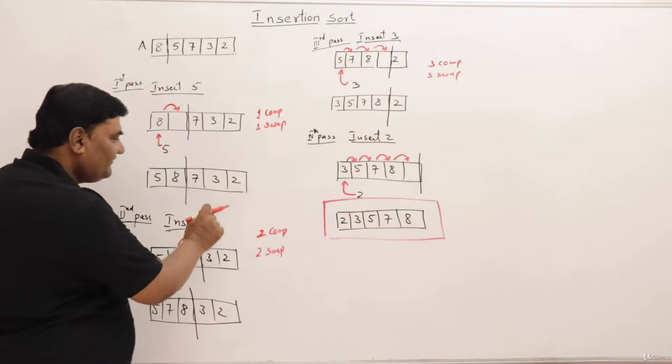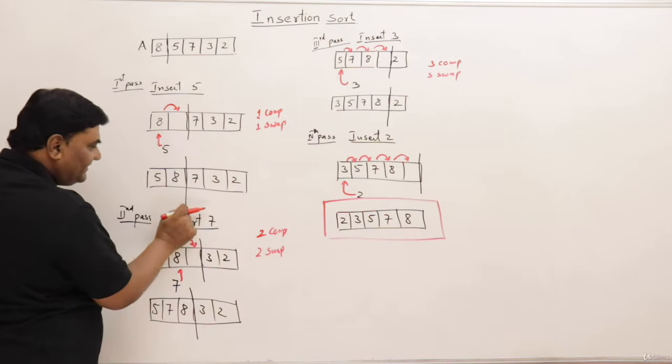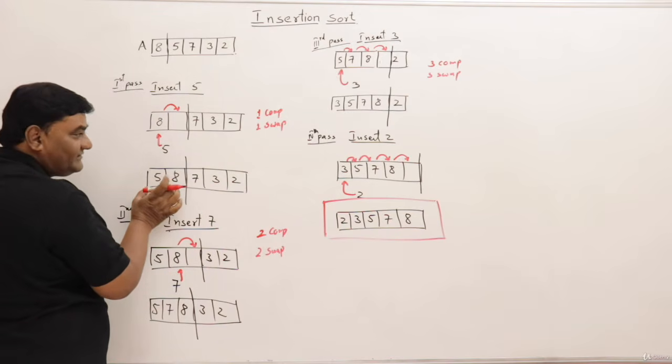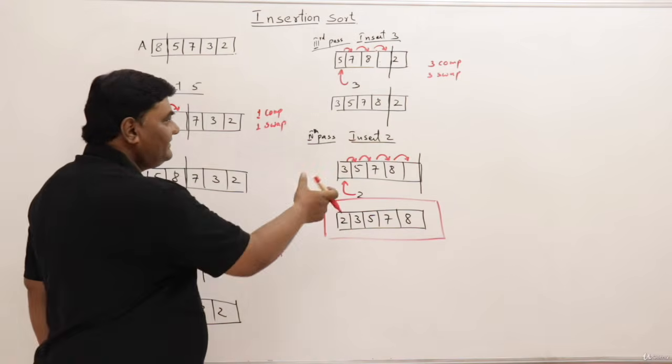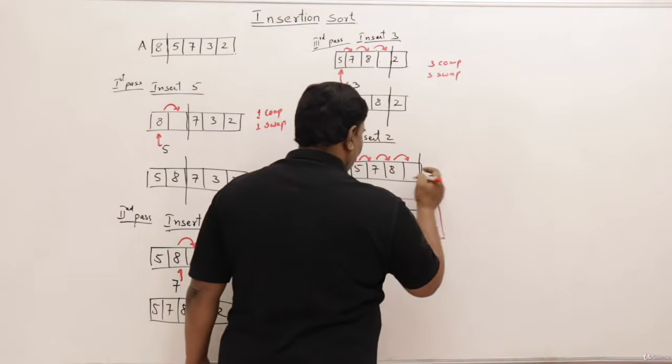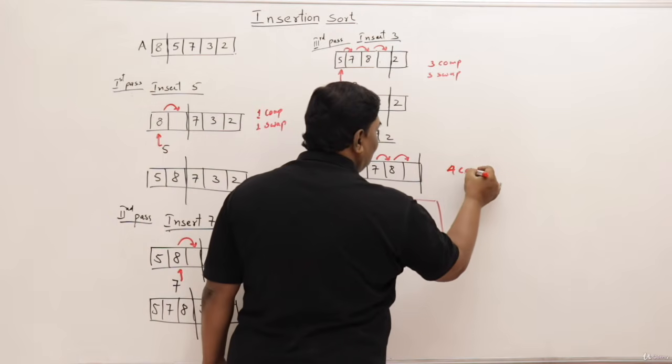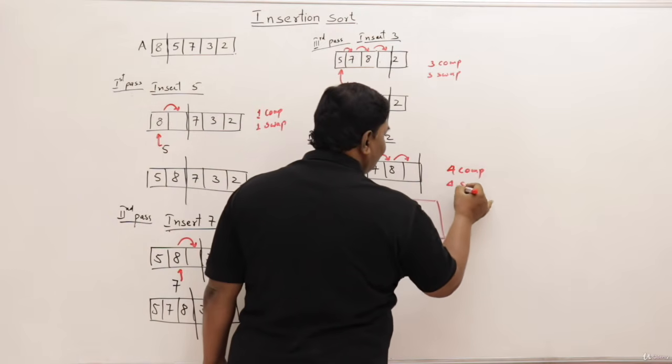So every time from the right hand side we are taking out an element and inserting it on the left hand side. The left hand side list is always sorted. Now lastly, what is the number of comparisons? 1, 2, 3, 4. 4 comparisons we have done and maximum 4 swaps.